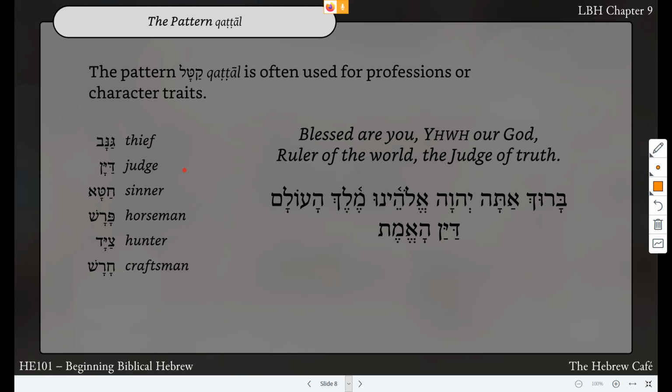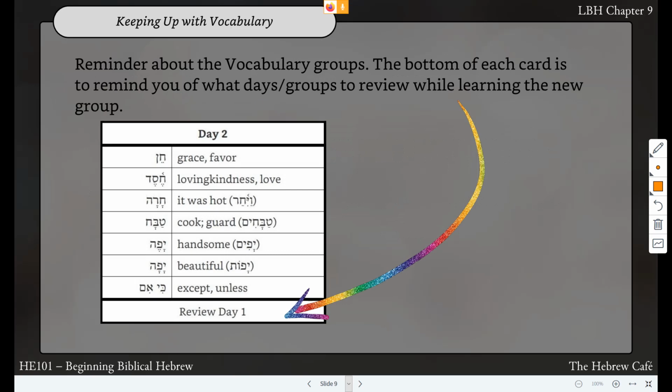Okay. John, what were you saying? Were you asking something? It was more just a joking comment about when you get to day 2 of the vocabulary, reviewing day 1, and in the hope that one hasn't completely forgotten the day 1 words. That's why you've got to review every day.